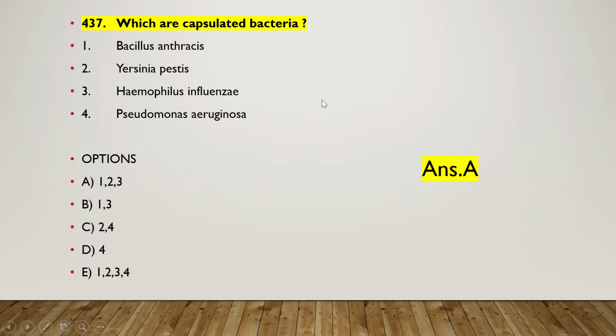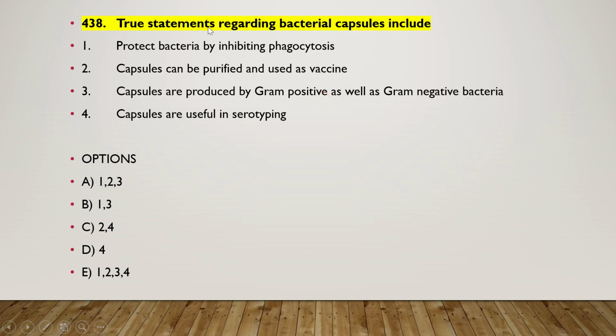Okay, so move on to the next one. True statements regarding bacterial capsules include: protect bacteria by inhibiting phagocytosis. Capsules can be purified and used as vaccine. Capsules are produced by gram-positive as well as gram-negative bacteria. Capsules are useful in serotyping. So the right answer is option E, that is 1, 2, 3, 4. All options are correct regarding bacterial capsule.